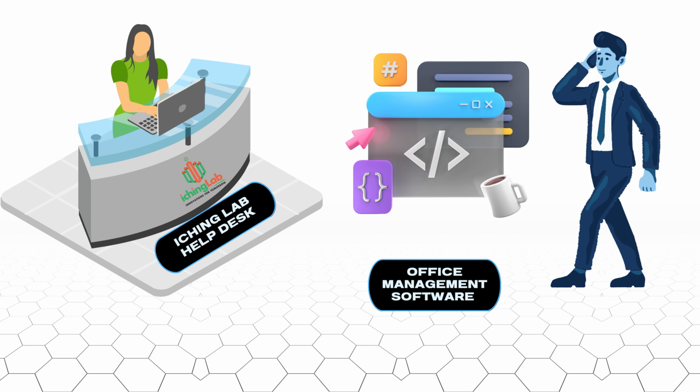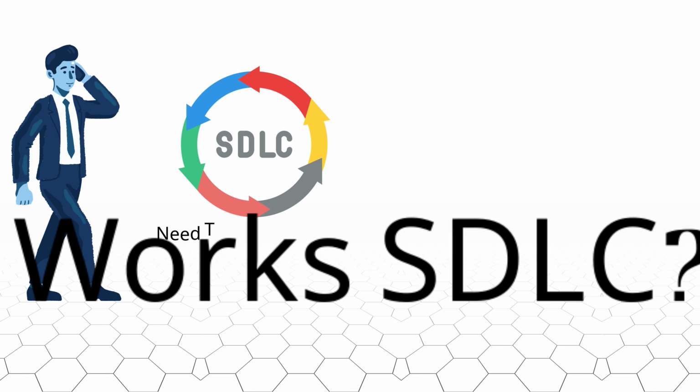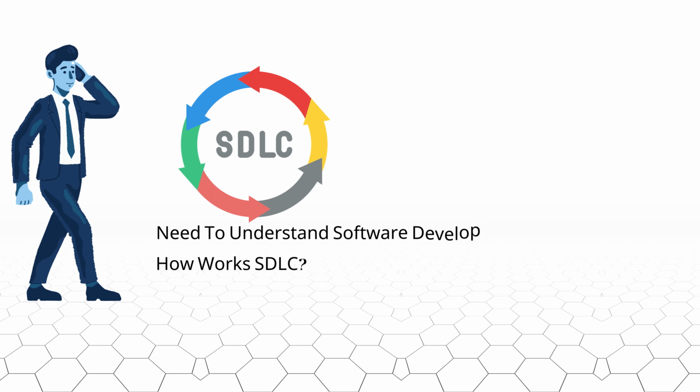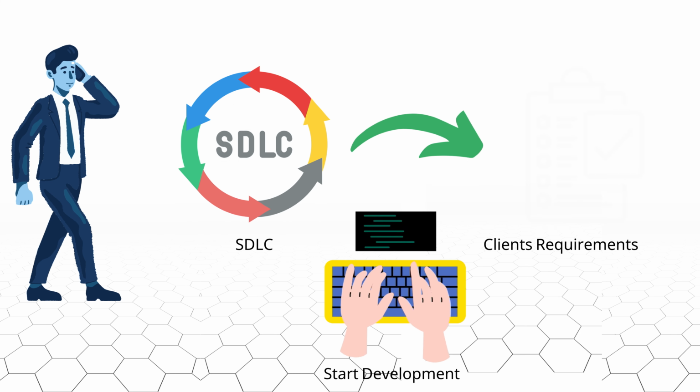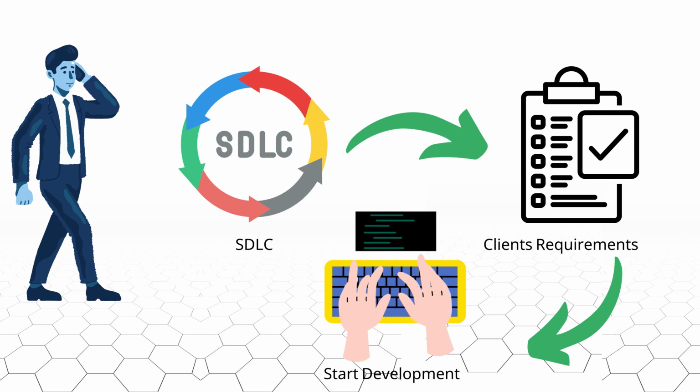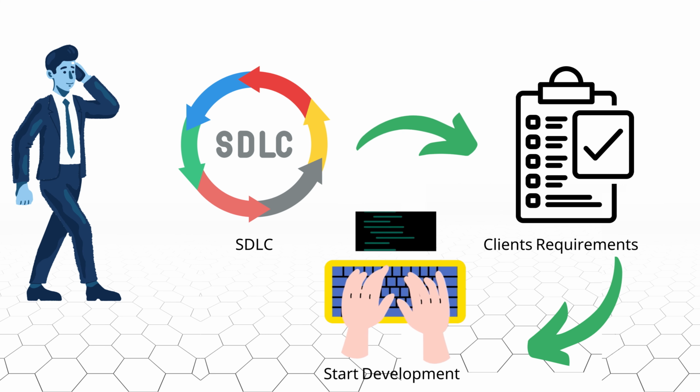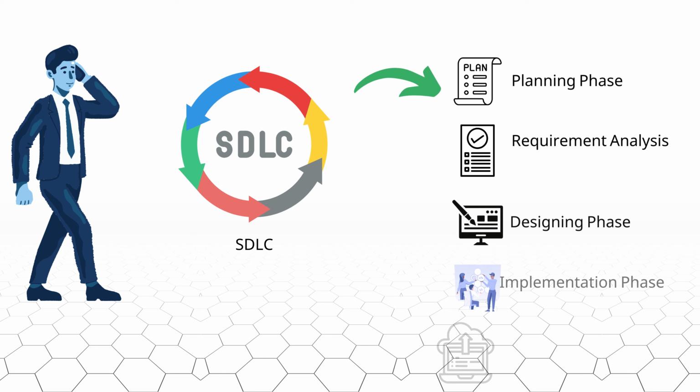Then this engineer said, "You need an office management software. To develop this software, we need more requirements to fulfill the SDLC process." So for now, what is SDLC? SDLC is the software development life cycle, and in this process, first of all we need to understand the client's requirements, then start development. In this SDLC process, we start with the planning phase.